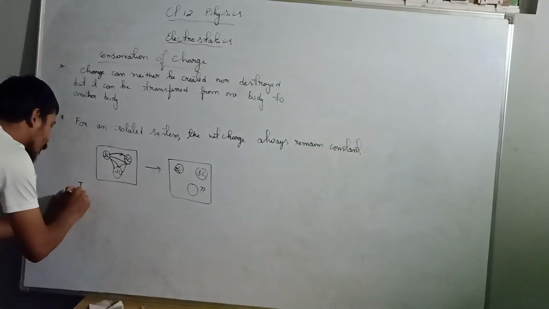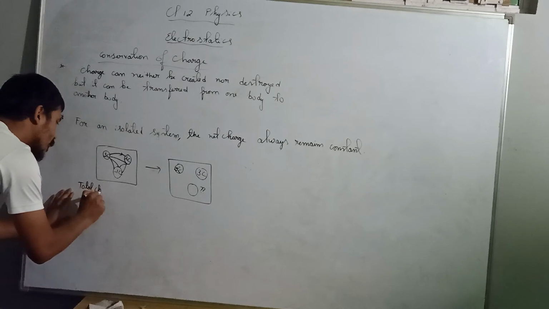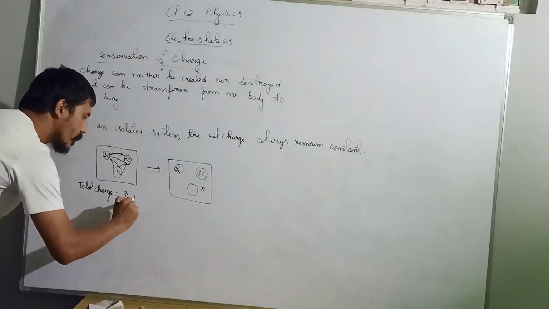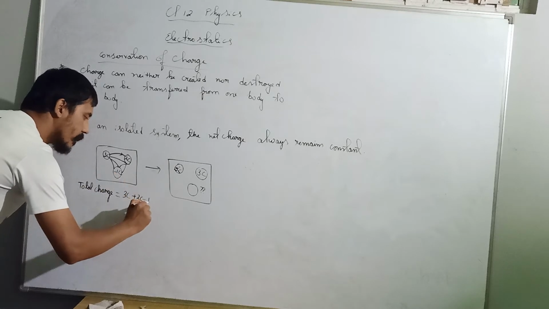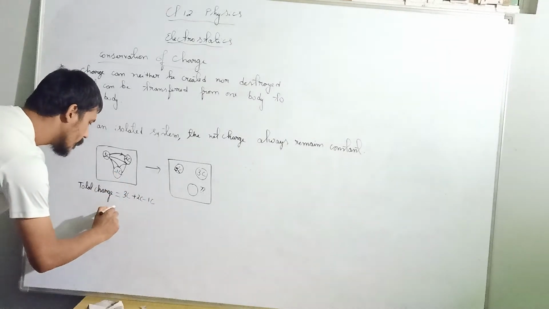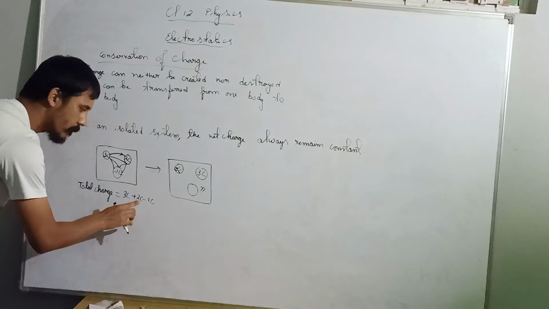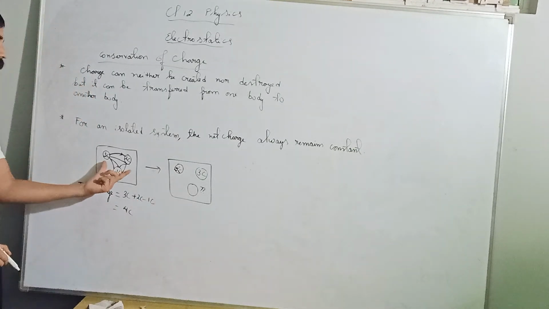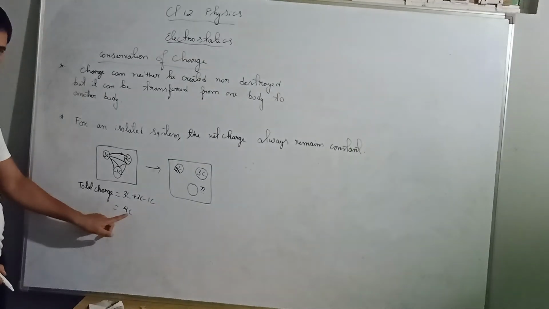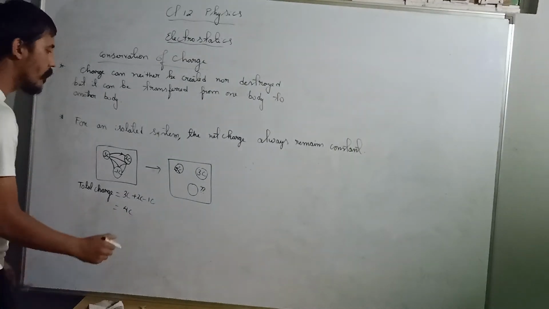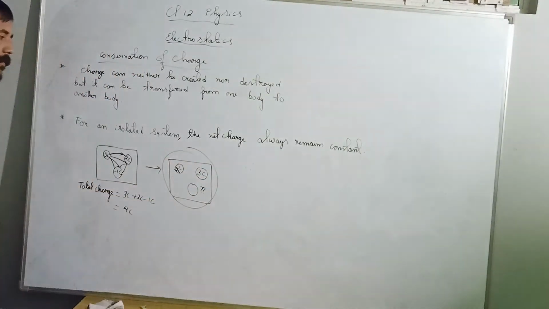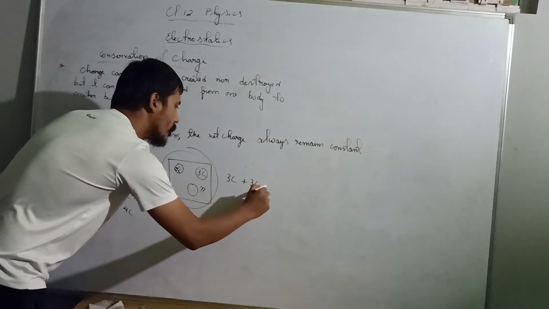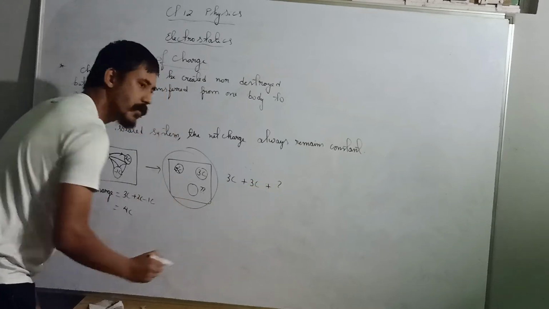What is the total charge initially? 3 coulomb plus 2 coulomb minus 1 coulomb. 3 plus 2, 5. 5 minus 1. So the net charge of this system is 4 coulomb. Now, for this system, the net charge will be 3 coulomb plus 3 coulomb plus unknown charge, right?